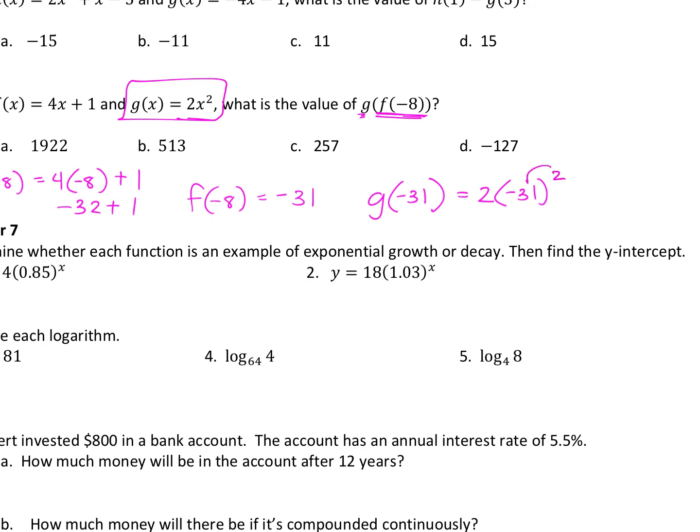So you're going to square the negative 31, which is what? Oh, I just plugged it into my calculator. So 2, parentheses, negative 31, parentheses, squared is how you would plug it in. And you get 1,922. Okay.